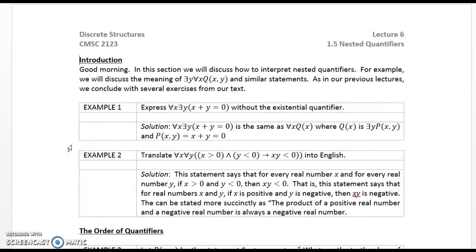Good morning. In this section, we will discuss how to interpret nested quantifiers. For example, we will discuss the meaning of "there exists y for all x, Q of xy" and similar statements. As in our previous lectures, we conclude with several exercises from our text.